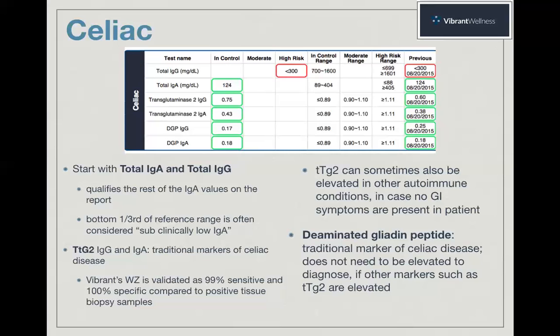Tissue transglutaminase 2 is the traditional biomarker used to evaluate the presence of celiac disease, and deamidated gliadin peptide is also a traditional biomarker that can indicate celiac disease. One needs not have both markers elevated in order to have celiac disease. It is important to know that there are some cases where tissue transglutaminase 2 will be elevated in the presence of another autoimmune disease, so it is important to correlate physical symptoms with lab values.